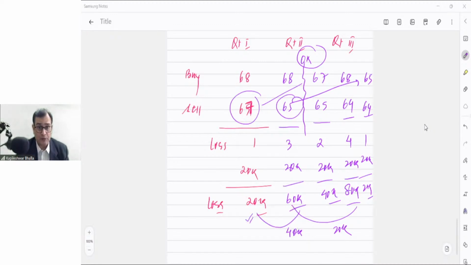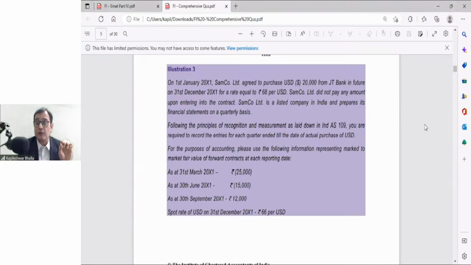Now, if you come back to the question, it says, for the purposes of accounting, please use the following information representing mark-to-market fair values at each reporting date. Unless mentioned otherwise, if he gives you the net position, 25,000 loss, 15,000 loss, it indicates the total losses at each date. That means these calculations will always be based on a cumulative impact, comparing 68 versus the rate at the end of March, comparing 68 versus the rate on 30th June. So they will always be a cumulative position.